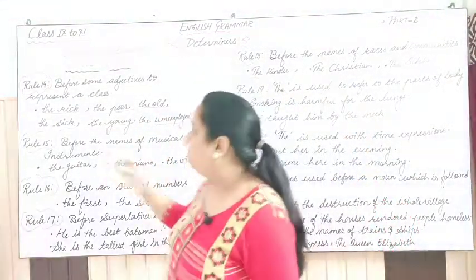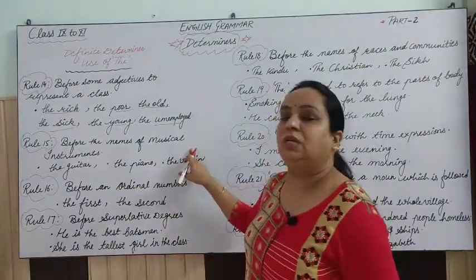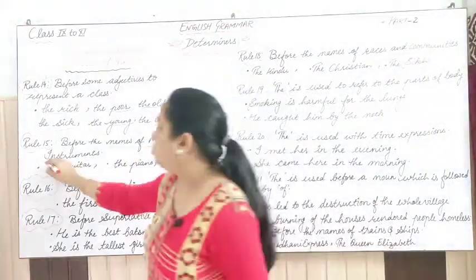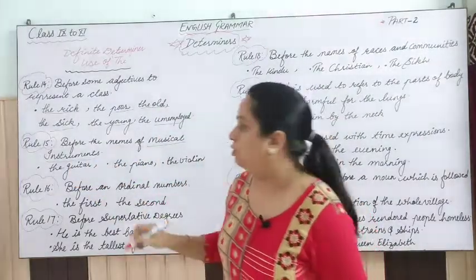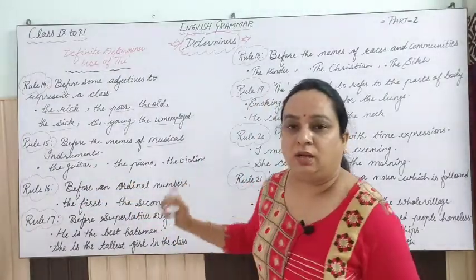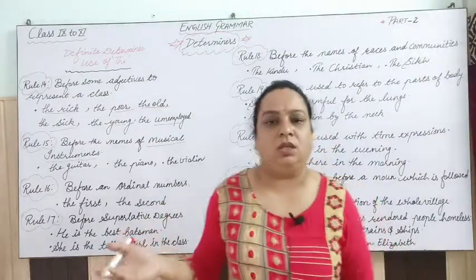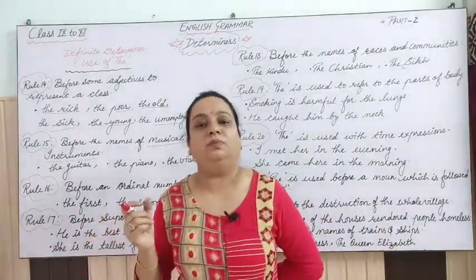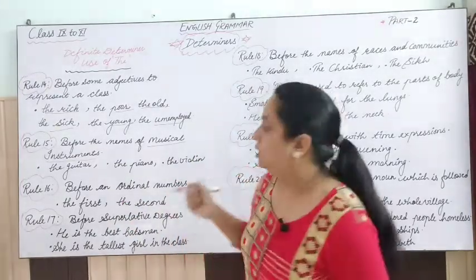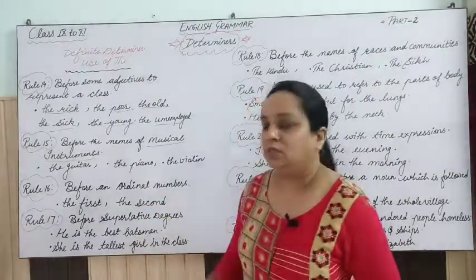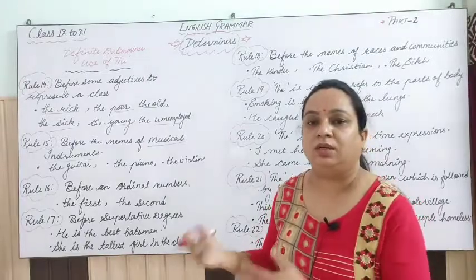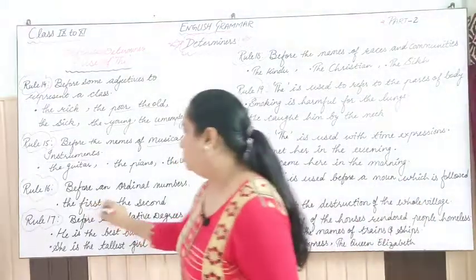So when we talk about a particular class by using such words, there we have to use the. Rule number 15 says before the names of musical instruments. This is quite important. Here you have to use the, suppose the guitar, the piano, the violin, in different sentences. When the names of the musical instruments are given, there you have to use the along with them. Next, rule number 16, before an ordinal number like the first, the second, the third, the 10th, here we have to use the.